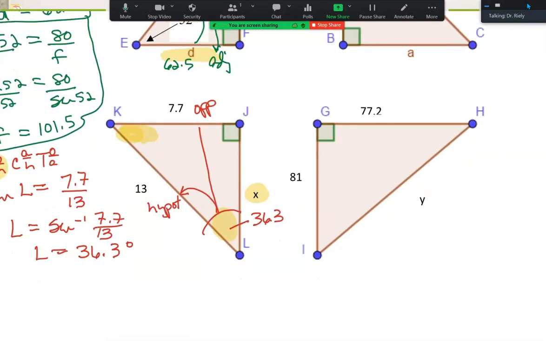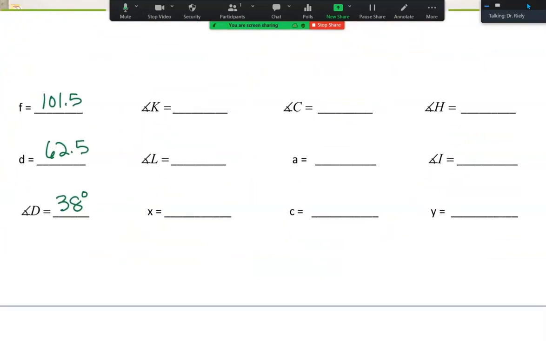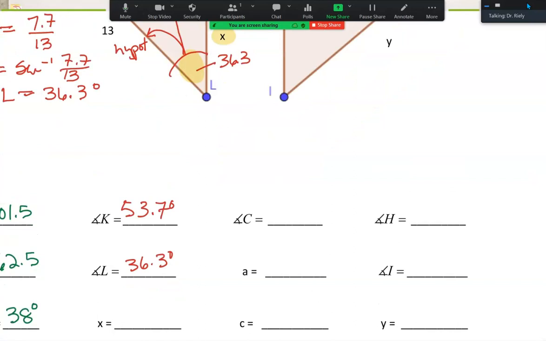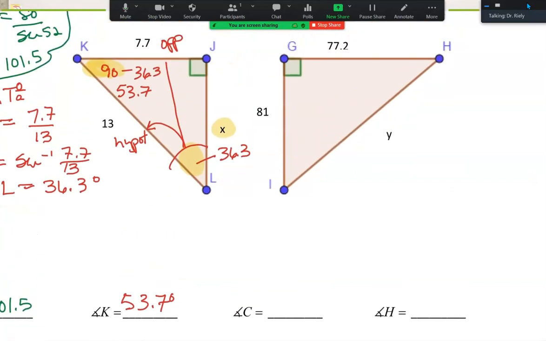That means that, so down here for L, I'll put 36.3 degrees. Then to calculate K, I'm going to say 90 minus 36.3, and I'm going to get 53.7. 53.7 goes right there. Okay, so now we have to get the X. So I'm going to take an angle, doesn't matter which one. I think I'm going to do the 36.3.